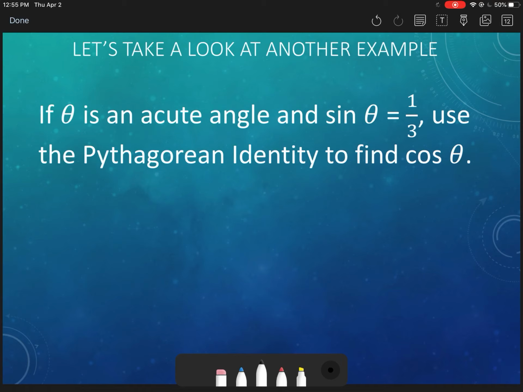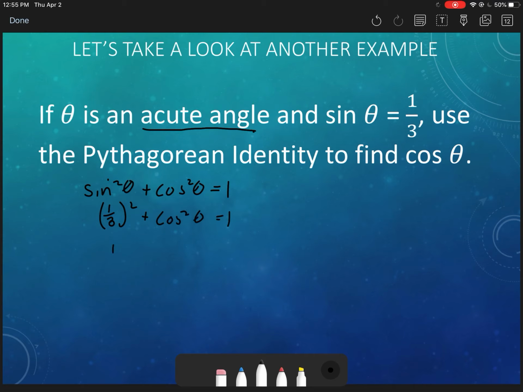It says if theta is an acute angle and sine of theta equals 1/3, use the Pythagorean identity to find cosine of theta. This information is telling us that it's going to be located in the first quadrant where everything is positive. Most of these you can just stick to the most common: sine squared theta plus cosine squared theta equals 1.